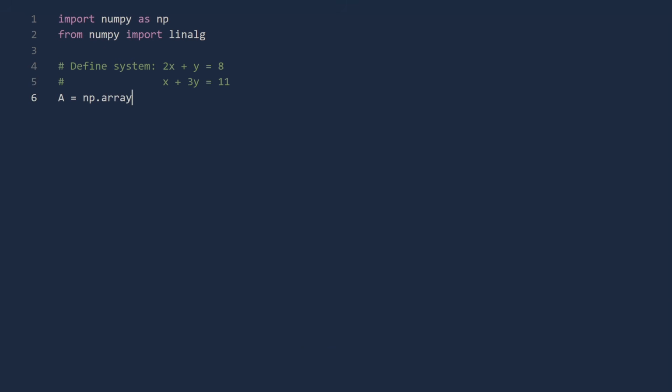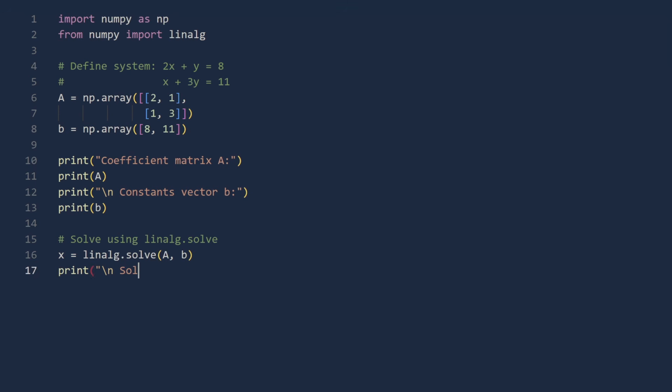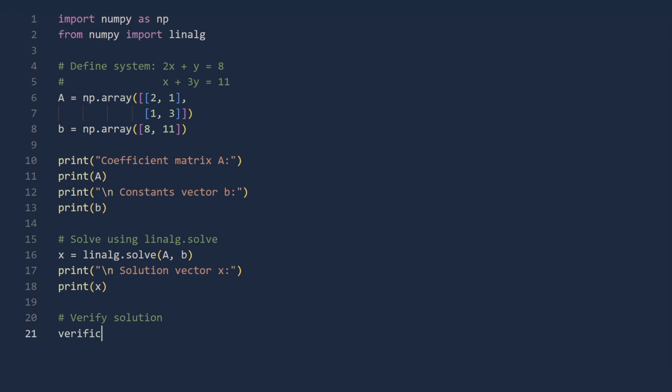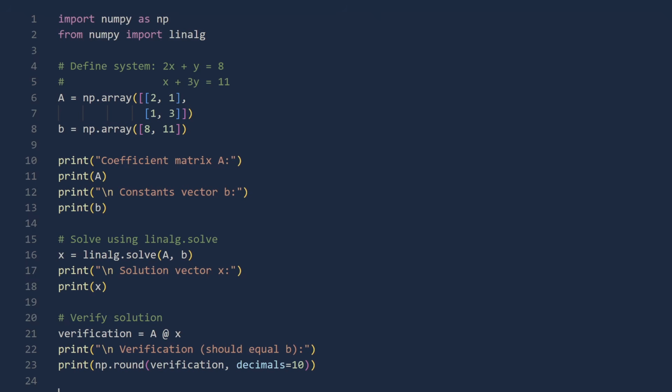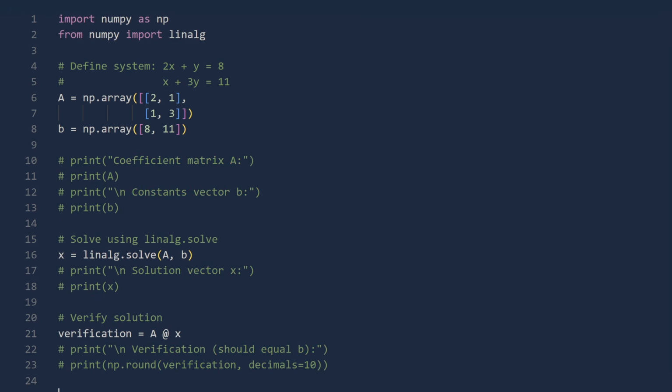We need to create both an array for the coefficients and an array for the constants. We then use the solve function to find the solutions. Run. The solution vector satisfies our equations. Trust, but verify. Run. Solutions verified.